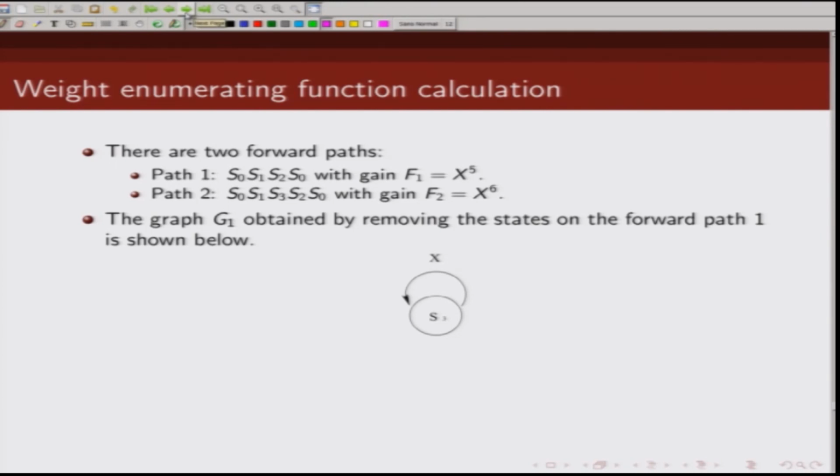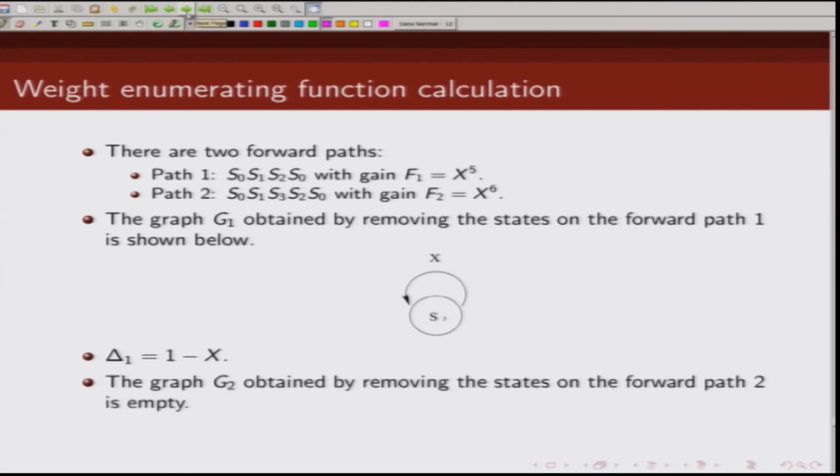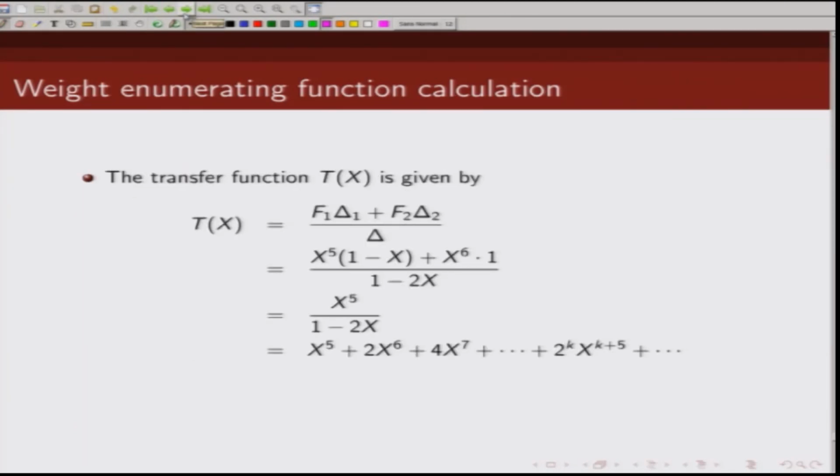So, that is what I am saying here. If I remove forward path 1, the only graph remaining is this, and the delta corresponding to this is basically there is only one loop with gain x. So, this is 1 minus x, and for the second case there is no graph left. So, delta 2 will be 1. Okay. So, now I have f1 delta 1, f2 delta 2 and I also have the value of delta.